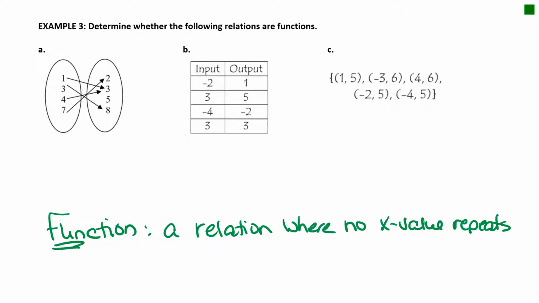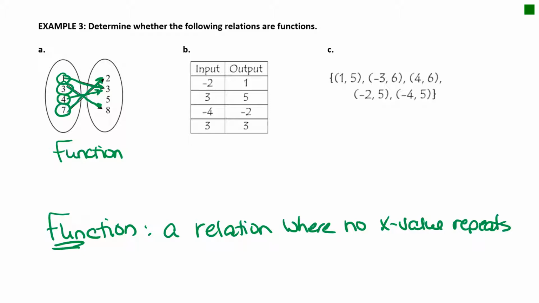Let's look at what I mean. This 1 has an output of 3. If I say what goes with 3, you can tell me it's 8. If I say what goes with 4, you can tell me it's 3. If I say what goes with 7, you can tell me it's 2. So this is a function because if I give you an x value, you know for sure what y value it goes with. Look at b, however.